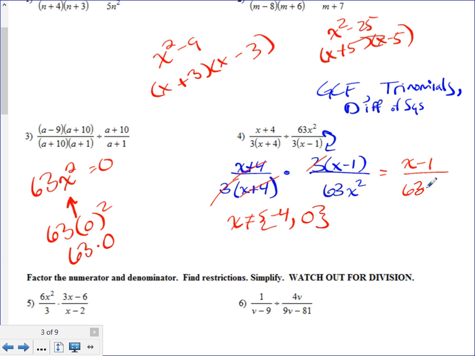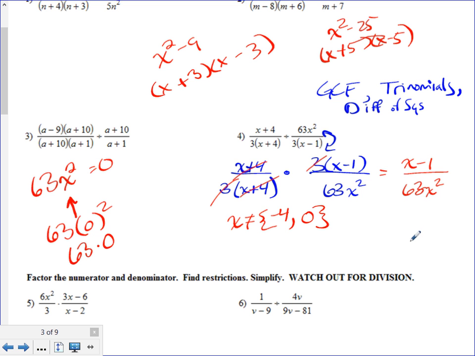Over 63x squared. Can I reduce these x's? No, they aren't the same. Remember, x minus 1 is one number. The only thing that reduces with x minus 1 is x minus 1.